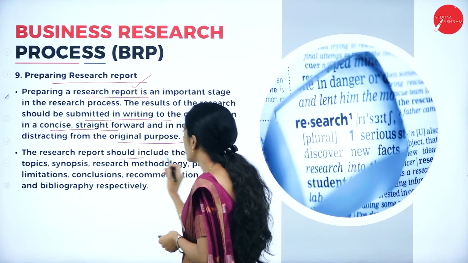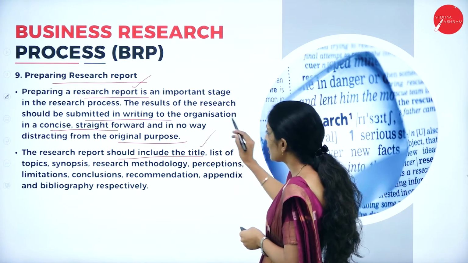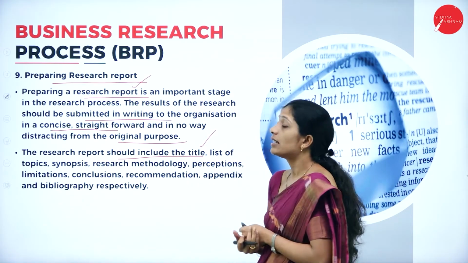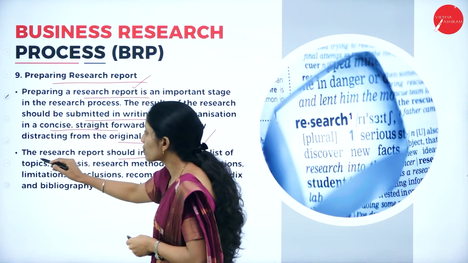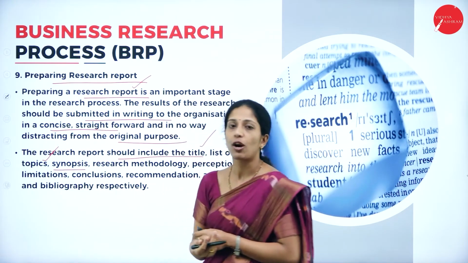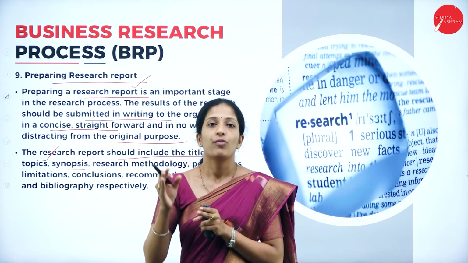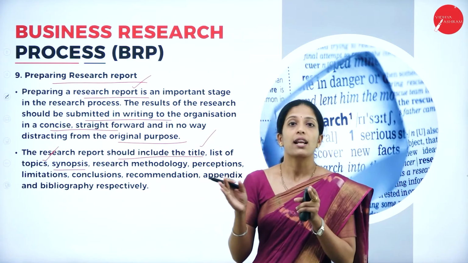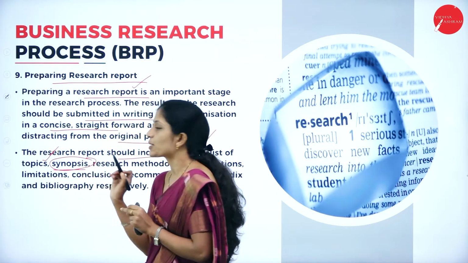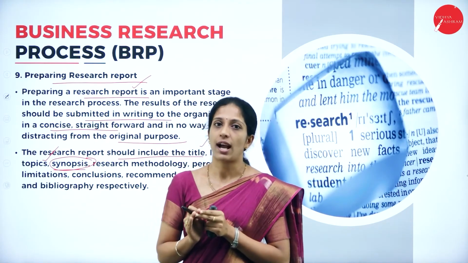Next, the research report should include the title, list of topics, and synopsis. Here, the research report should include the title, that is, what the problem was. The next one is list of topics. So, what are the topics included in the research? And the next one is synopsis. So, what do you mean by synopsis? It is a summary of the research. There are many users who will not have sufficient time to read the whole research work. In that situation, what will they do? They will read the synopsis of the research. It will be a short summary of the whole research activity.